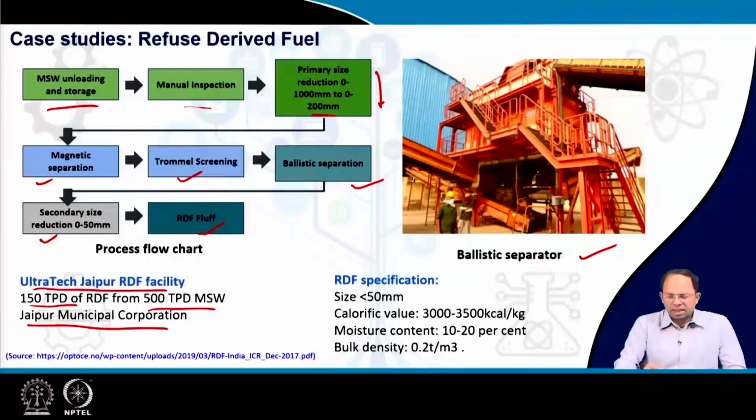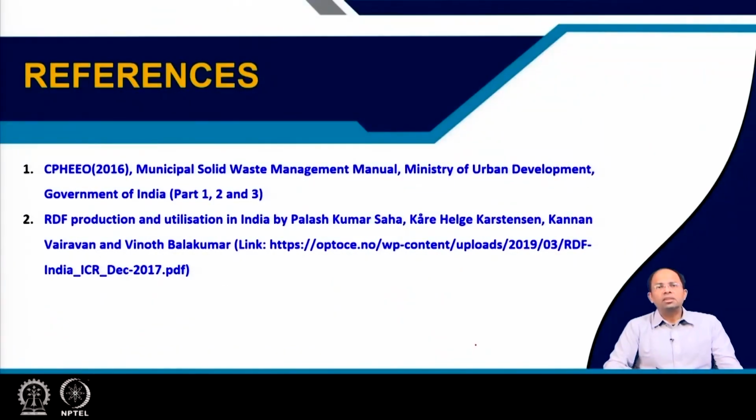The RDF specification size is less than 550 millimeter, as obtained from this secondary reduction. Calorific value obtained was 3000 to 3500 kilocalories per kilogram. Moisture content was 10 to 20%, and bulk density was 0.2 tons per cubic meter. So these are two case studies of RDF which have been successful in India. These are some of the references you can study.